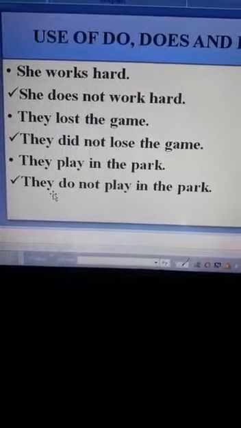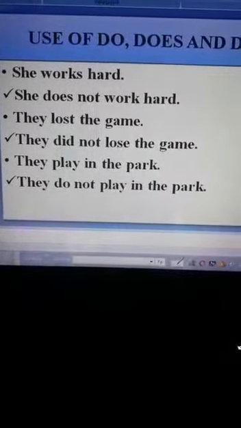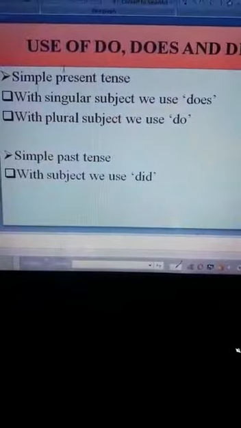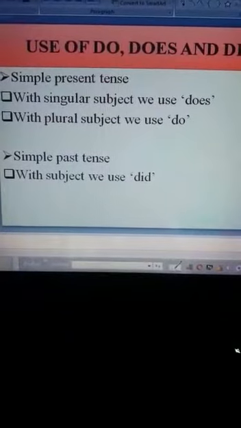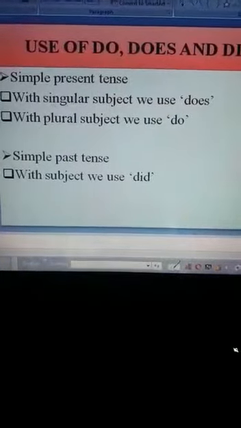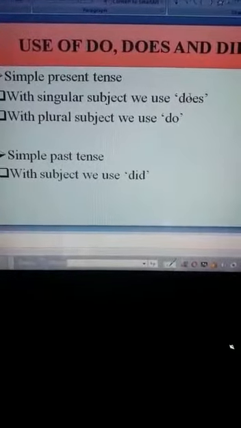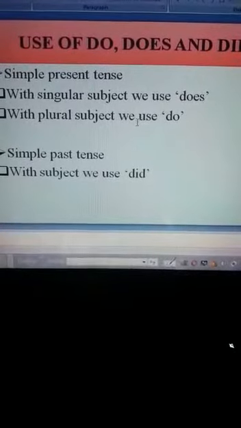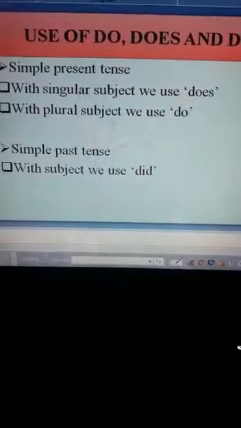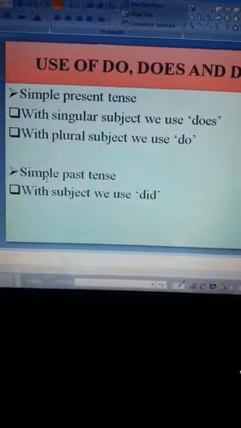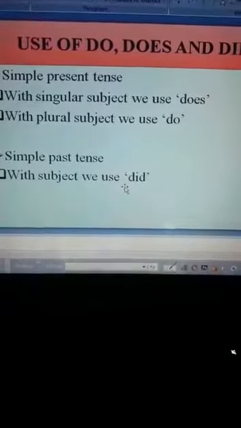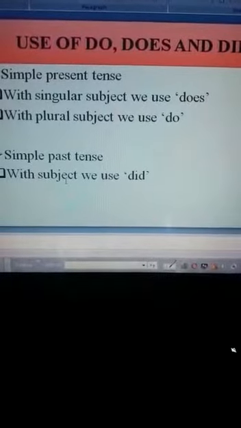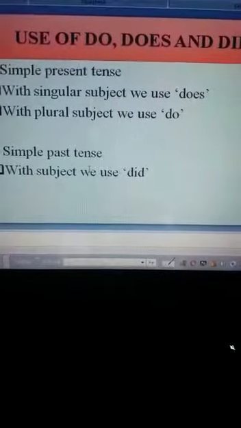So like this we are going to convert the sentences into negative form where there is no helping verb. First we have to identify the tense. Clear? If it is in the simple present tense, we will see the subject. With the singular subject we are going to use does, and with the plural subject we are going to use do. And if the sentence is in simple past tense, we are going to use did, whether the subject is singular or plural.